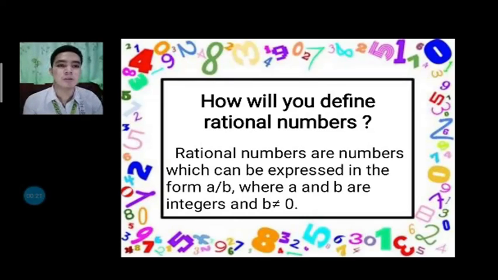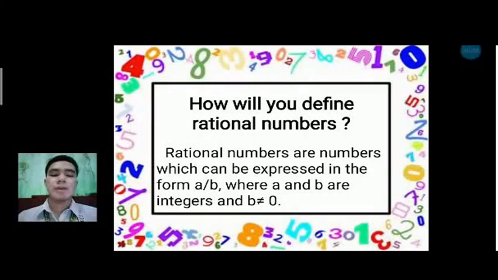Rational numbers are numbers which can be expressed in the form a over b, where a and b are integers and b should not be equal to 0. Because when the denominator is equal to 0, that is not a rational number. Take note that the denominator should not be equal to 0.